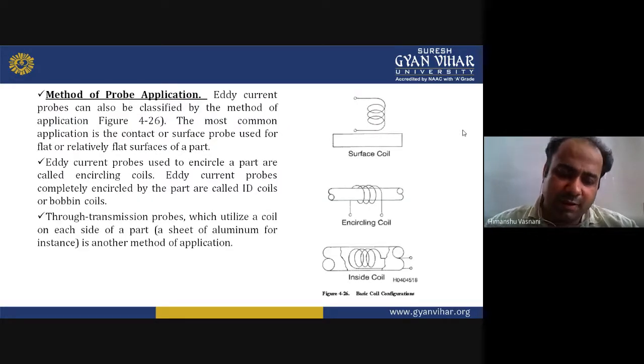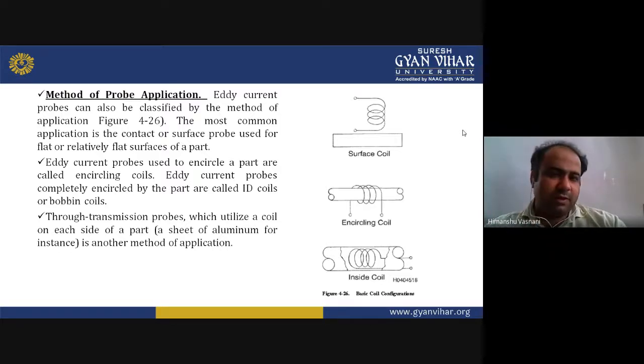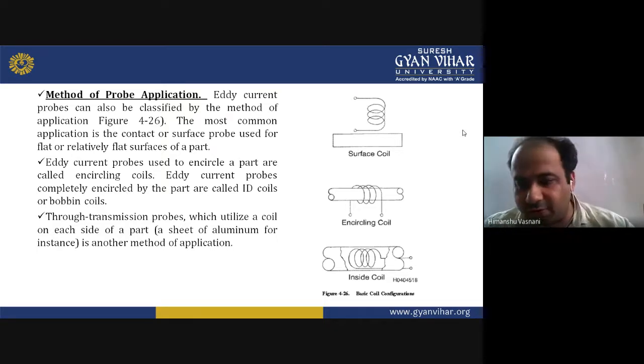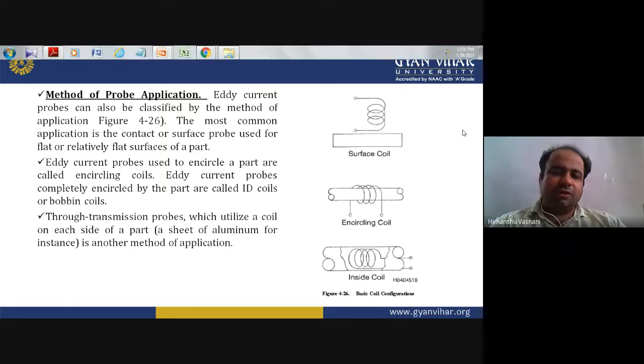Now, the method of probe application. This is also very important. Eddy current probes can also be classified by the method of application. You can see in the figure, if you have a surface coil, how do you keep it? If you have an encircling coil, how do you apply it? And an inside coil, how do you apply it? These are basic coil configurations in the diagram on the right hand side.